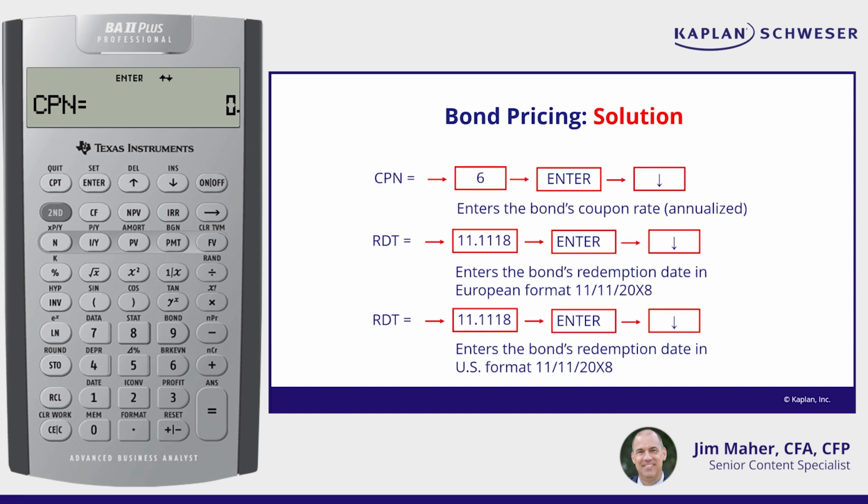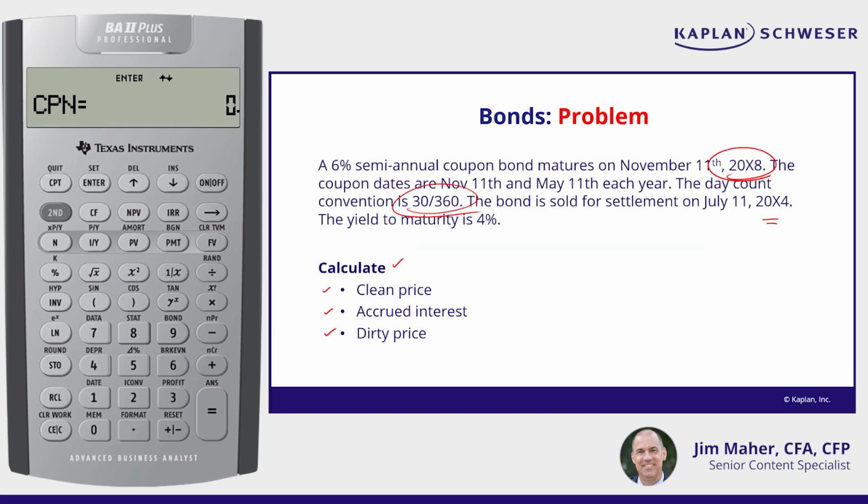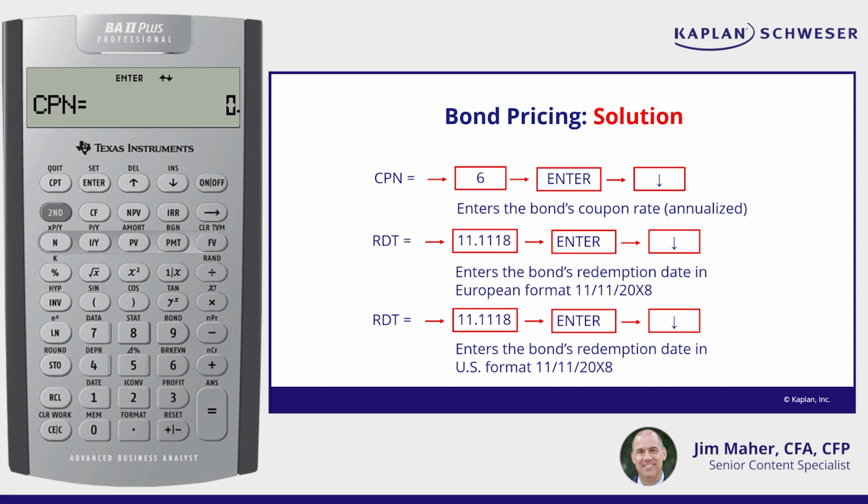All right, so the coupon. What was our coupon? Well, it was 6, right? So let's go back and take a quick look at that. So let's go back here. We can see that we had a 6% semi-annual coupon. So that's the coupon that we're dealing with here. So we're going to go 6, and we're going to do 6%.